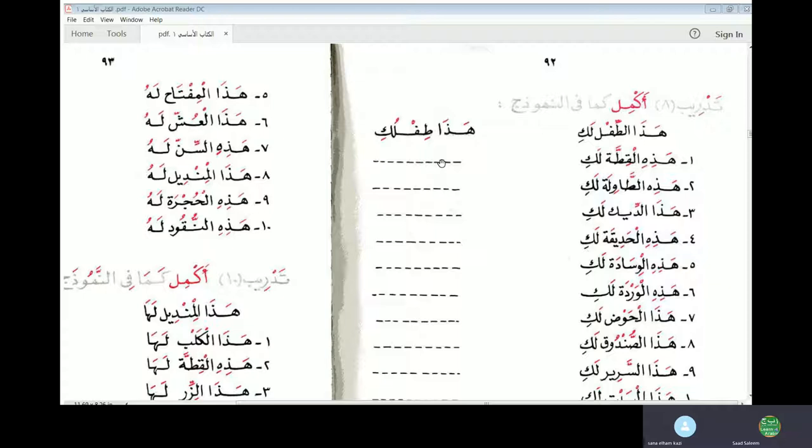قطتك. This is your cat. هذه الطاولة لك. This table is yours. هذه طاولتك. This is your table. هذا الديك لك. This rooster is yours. ديكك. This is your rooster.